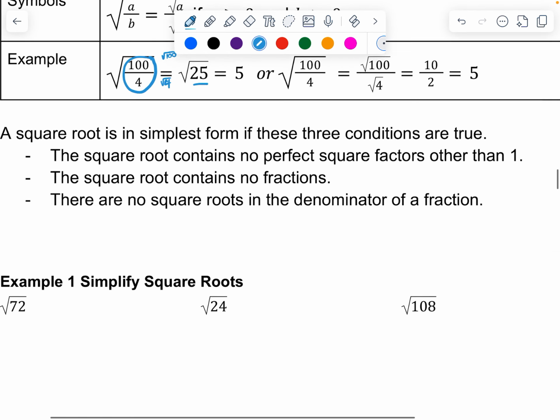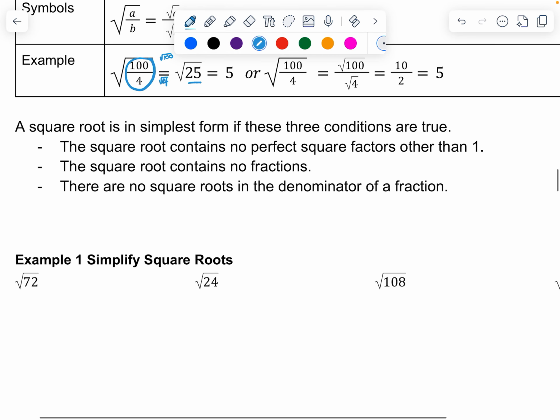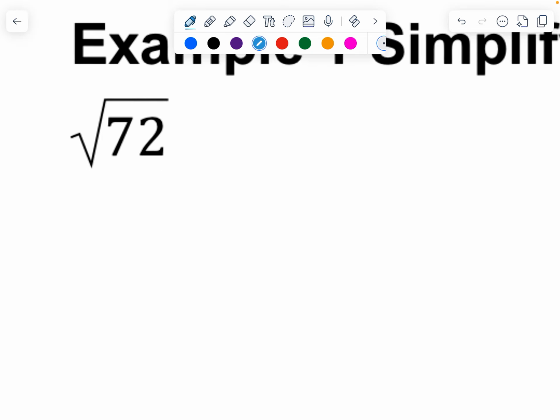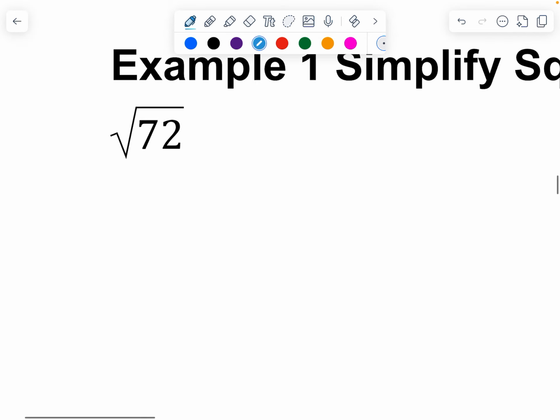So a square root is in simplest form if these conditions are true: the square root contains no perfect square factor other than 1, the square root contains no fractions, and there are no square roots in the denominator. Okay? So if I look at this, 72. Personally, when I do this, I like to go for perfect squares. So I look for a perfect square first.